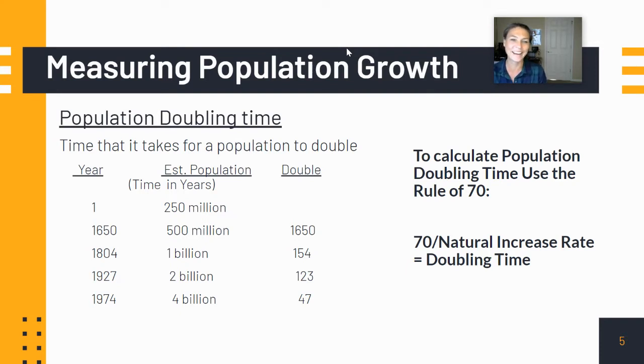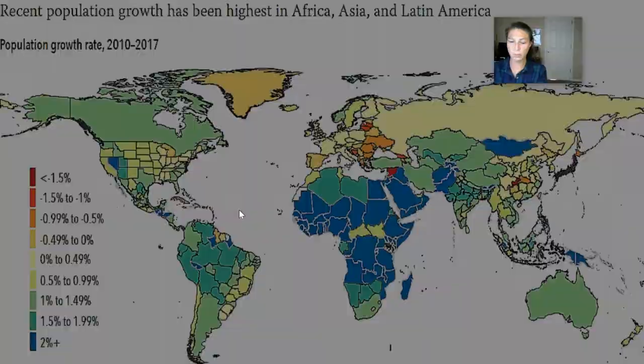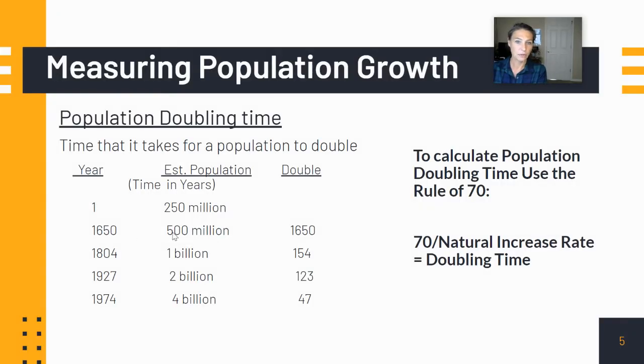So on the screen right here, you're seeing in year one, which is just humanity year one, the estimated population was about 250 million people living on the planet. It took 1,650 years, or till the date 1650, for the population to double, and so that's where you're seeing the doubling time. So that's how much time it took. Go back. And then for the population to double again, look at the difference.